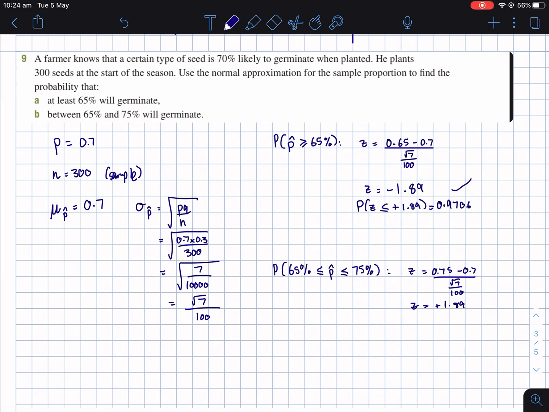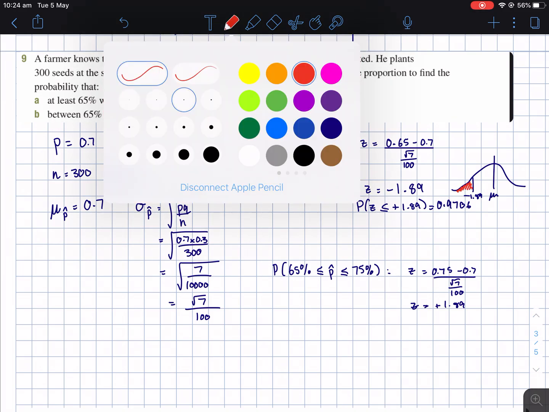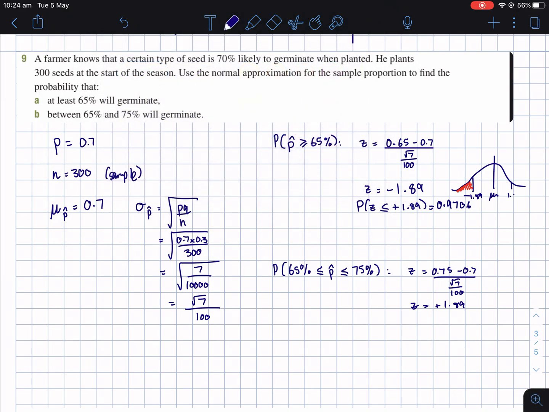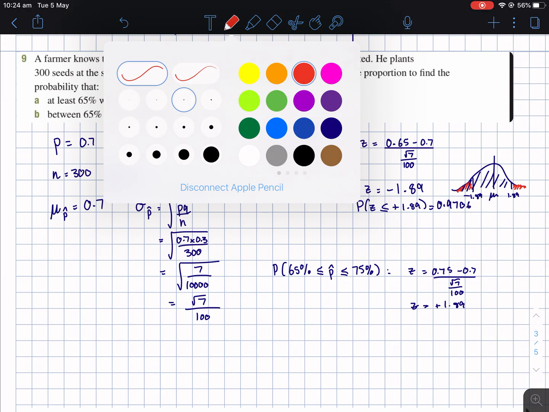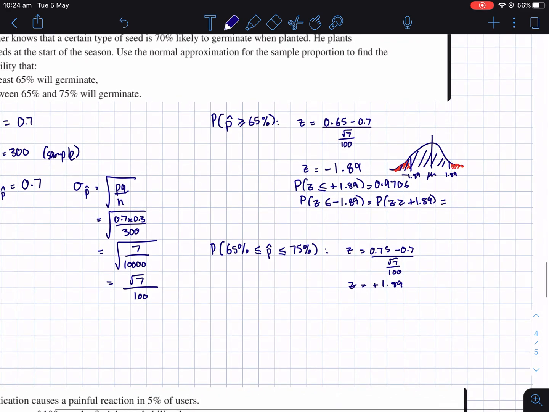Let's draw this for ourselves. So this is the mean. We want negative 1.89, so we want this area. The area that we've been given is for positive 1.89, and it's this whole area. So really the area we're after is going to be the same as this, because the normal distribution is symmetrical. So the probability Z is less than or equal to negative 1.89 is going to be the same as the probability Z is greater than or equal to positive 1.89. Handy. That's why we use the normal distribution.